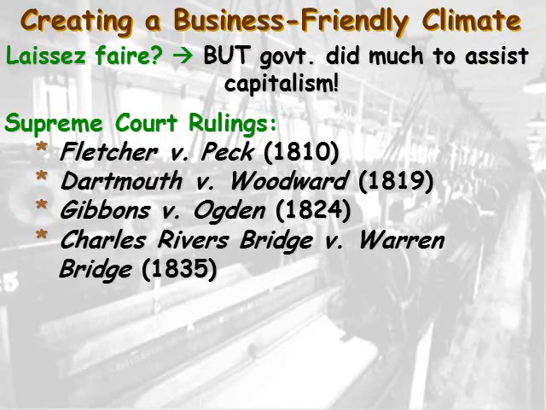Dartmouth versus Woodward is about Dartmouth College. And again, the state was trying to force Dartmouth College to become a public institution and rescind its private contract. And the Supreme Court said they could not do that. Gibbons versus Ogden and Charles River Bridge versus Warren also tie in to business protection.